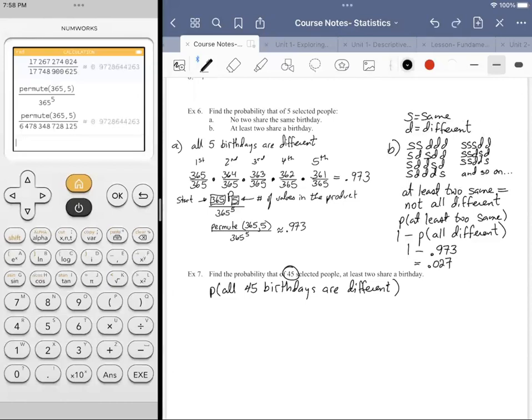If I were to say, all right, well, the first person, second, all the way to the 43rd person, all different, and the 44th and 45th are the same. That's only one possible arrangement.